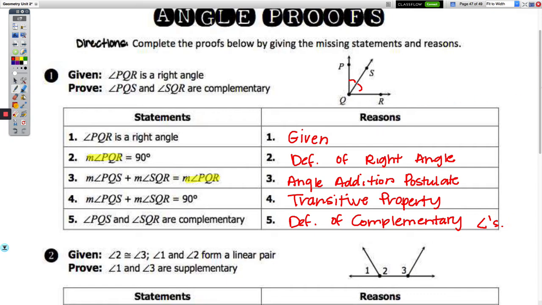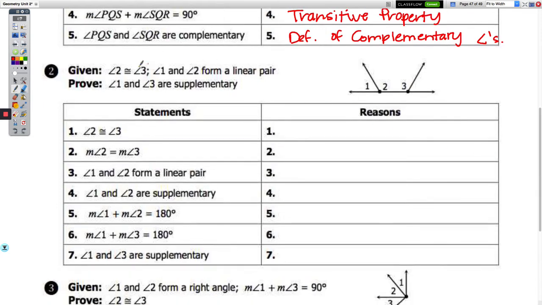Number 2. We are given two statements, aren't we? We are given that angle 2 is congruent to angle 3, so that's our given 1. And we are given that angle 1 and angle 2 form a linear pair, so that's our given 2. That's right in front of you. That's already 2 answered correctly.